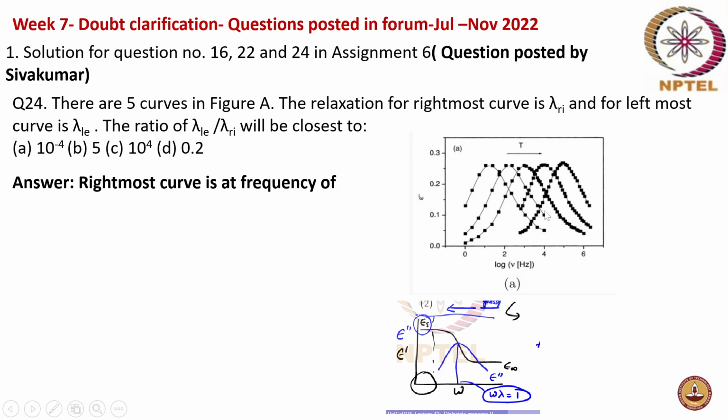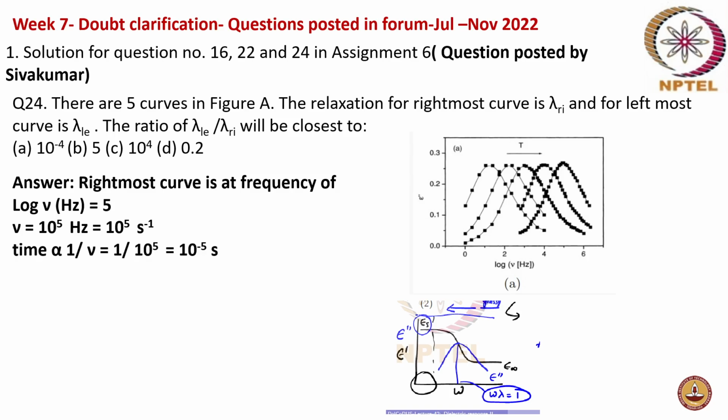Your rightmost curve, again, is at a frequency of log nu of 5. So your nu is 10 power 5 hertz, that is 10 power 5 second inverse. Your time is 1 by nu, since it has an inverse relationship with frequency. So it is 1 by 10 power 5, equal to 10 power minus 5 seconds for the rightmost curve. So lambda Ri will be 10 power minus 5 seconds.